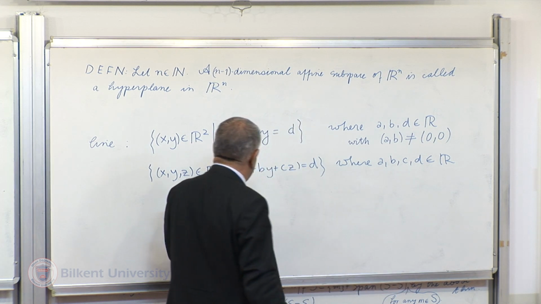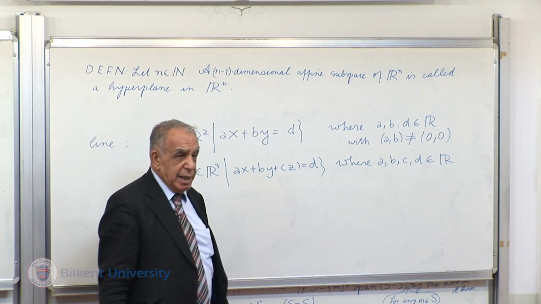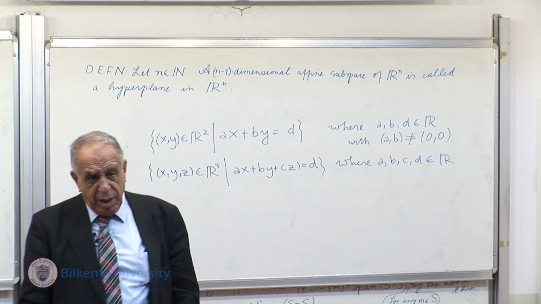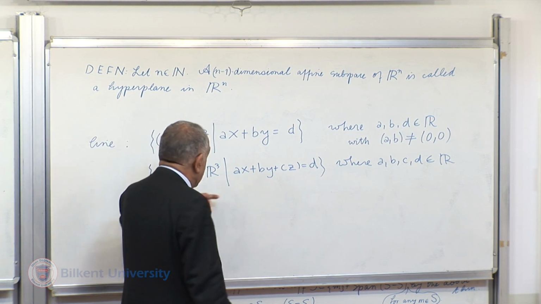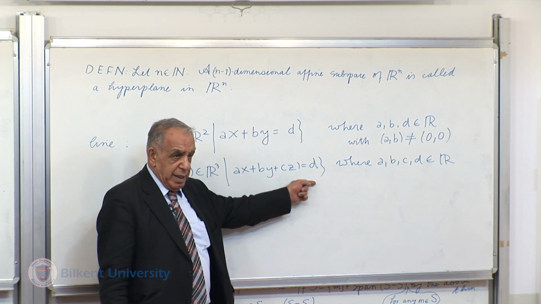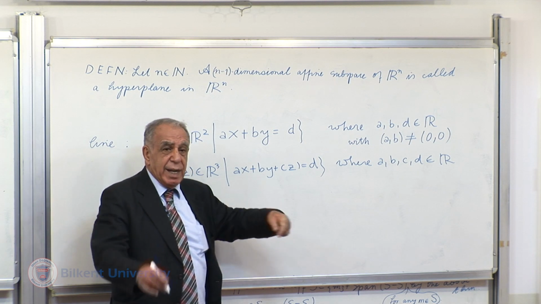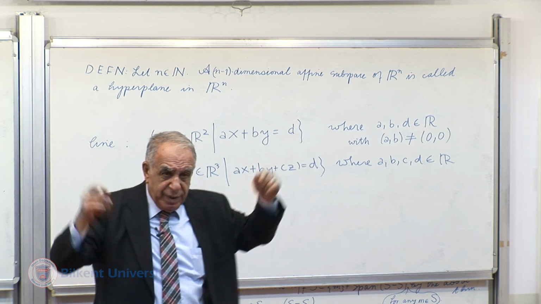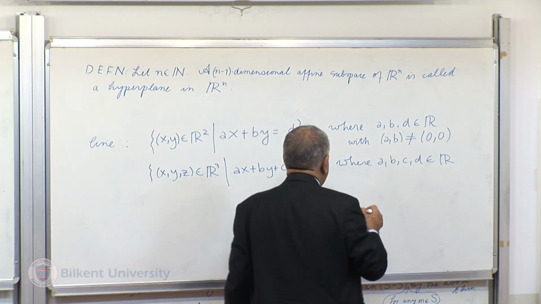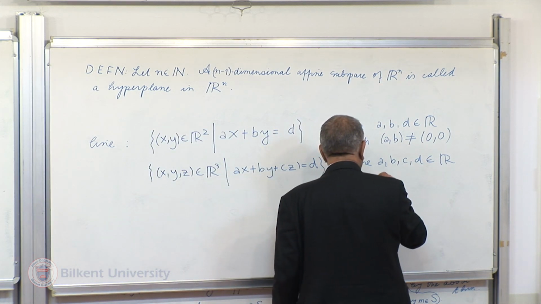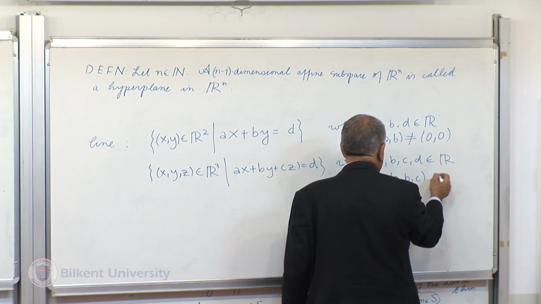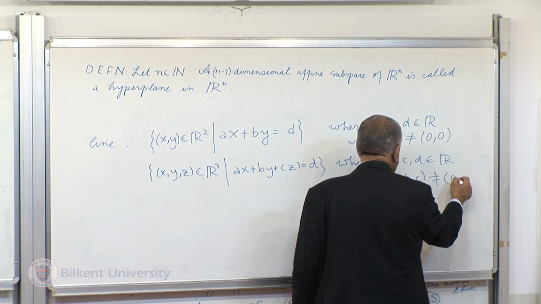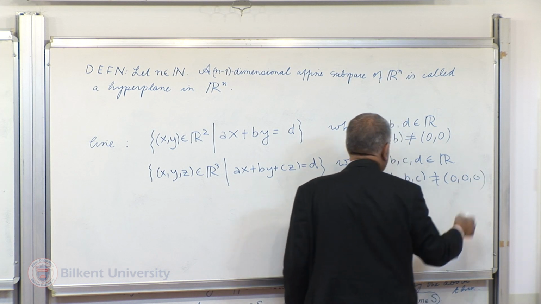But again, if A, B, C are all 0, then this will either be the empty set if D is different than 0, or the entire R3 if D is 0, with A, B, C different than 0, 0, 0.